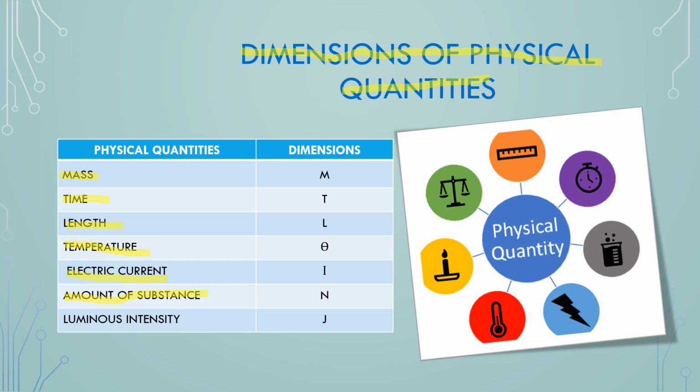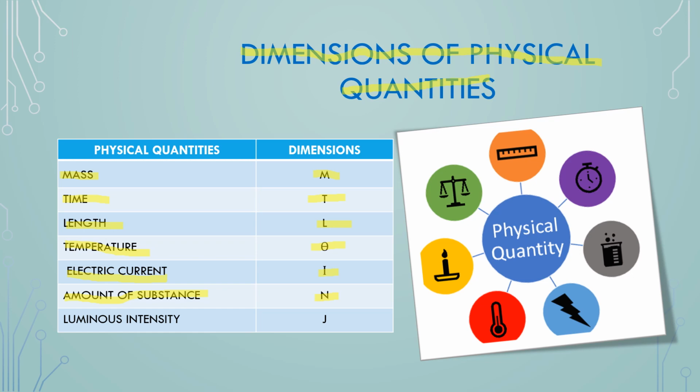Dimension is very important and it will be taught in the next lesson. But you have to know the dimension of the basic physical quantities in this lesson. The dimension of mass is capital M. The dimension of time is capital T. The dimension of length is capital L. And the dimension of temperature is theta. And the dimension of electric current is I. And the dimension of amount of substance is capital N.